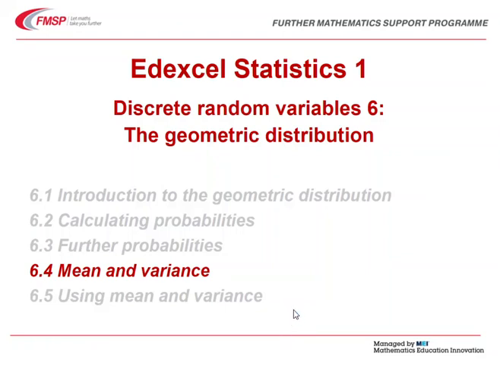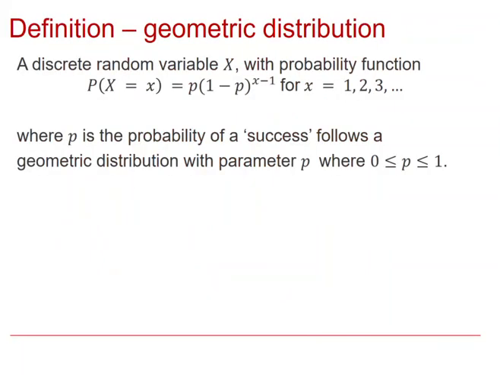Hello and welcome to this Edexcel Further Maths Statistics 1 video looking at the mean and variance of the geometric distribution. This slide just reminds you of the probability function for the geometric distribution, and remember the only parameter involved is p, the constant probability of a success at any one trial.